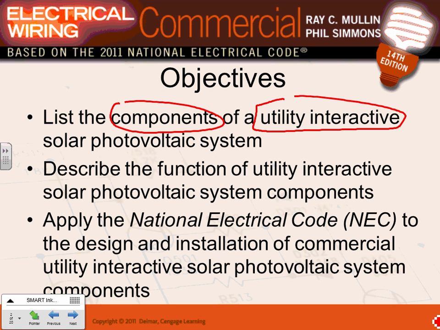Utility interactive means you cannot run this system unless the utility is there. That's what utility interactive is. It can only run when the utility is there. If you lose the utility, you lose the system. Very, very important to understand. It's not a standalone. We're going to talk about standalone and hybrid and so forth. Utility interactive, you're not on your own. If you lose the utility, you cannot run the system.